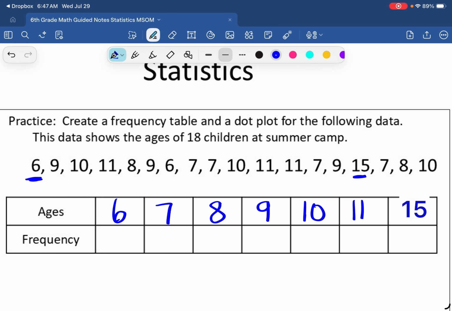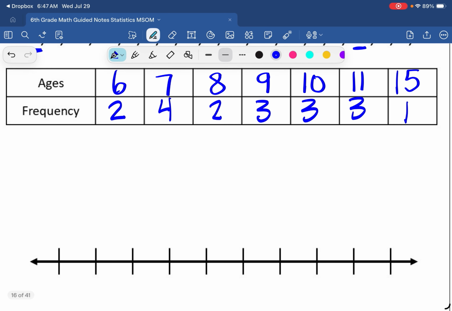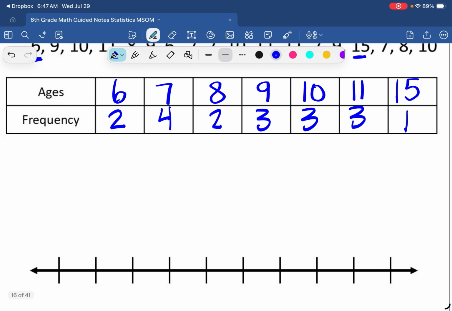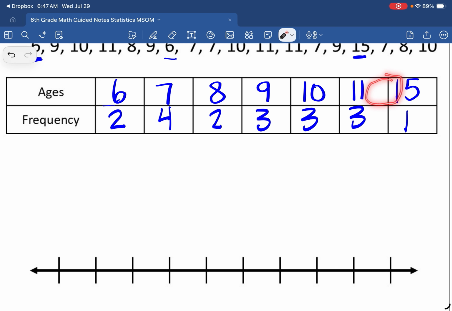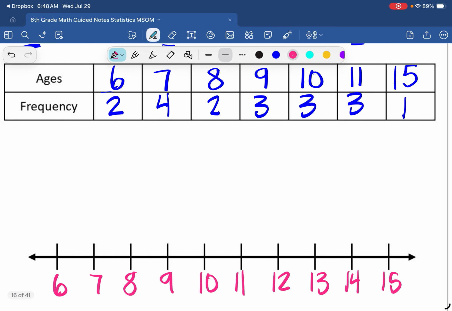Frequency is how many times the numbers appear in the data. So go through and fill out your frequencies of each number. So for example, 6 appears twice. So you will write a 2 under the 6. All right, so this is my frequency table from 6 to 15 and how many times each number appears. Now we're going to create my dot plot. So my number line is going to need to go from at least 6 to 15. And remember, it's a number line. So even though there are numbers right here that are not recorded in my data, I still need to show them on my number line. So there is my number line.